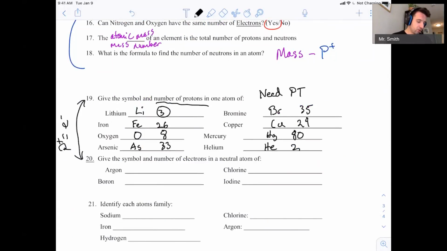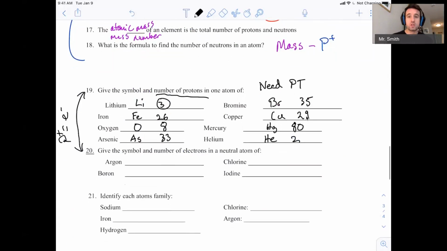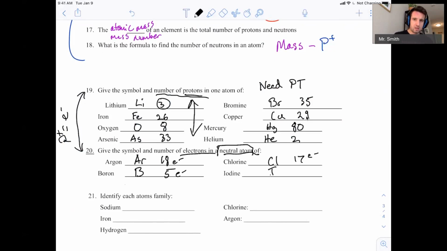Give the symbol and number of electrons for a neutral atom of each of these. So I could have said electrons, I could have said protons. Remember, in this case, since we're talking about a neutral atom, not an ion, this means the same thing. Argon is Ar, it has 18 electrons and 18 protons. Boron is B, it's got 5 electrons. Chlorine is 17 electrons.